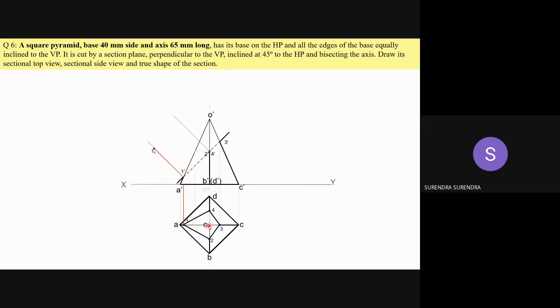Now take the distance from O to this projection. Take this as the distance, with O as center, draw arcs on BO and DO edges. On BO, point 2, and on DO, point 4. Is it clear now? Yes sir. So do you have any doubts in drawing the true shape of the section?